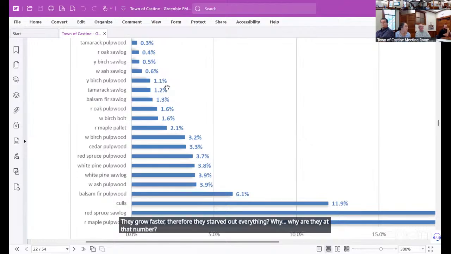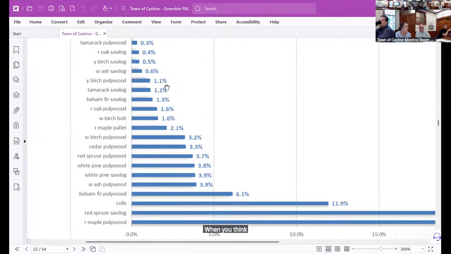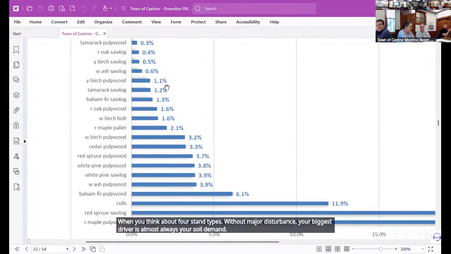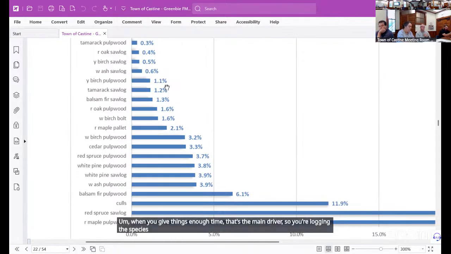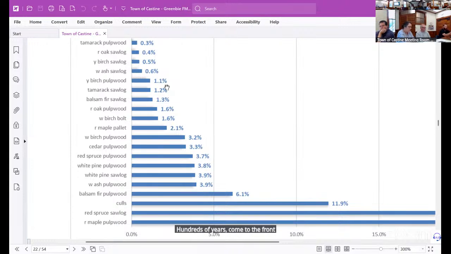So I'll jump in here a little bit. When you think about forest stand types, without major disturbance, your biggest driver is almost always your soil type. When you give things enough time, that's the main driver. So your longer-lived species, for whatever the best soil type fit, over hundreds of years come to the front and make the stand what the stand is.